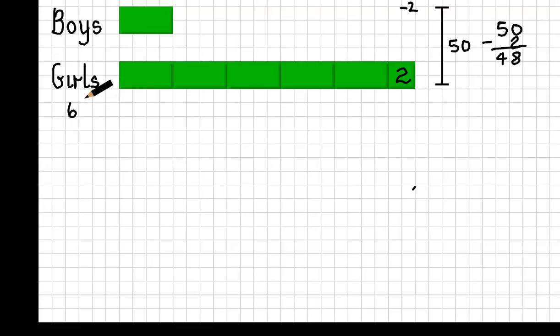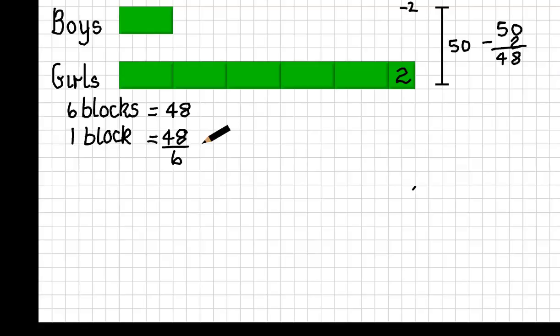6 blocks are equal to 48. So 1 block is equal to 48 divided by 6, which is 8. 6 eights are 48. So we can put the number into the blocks.